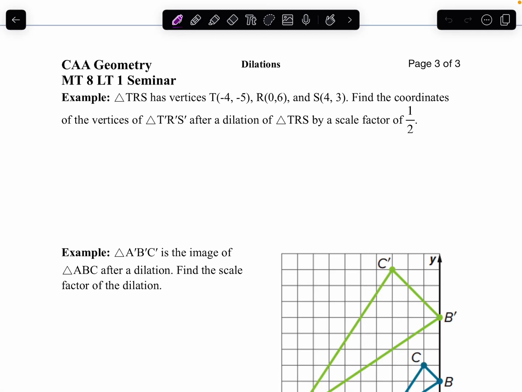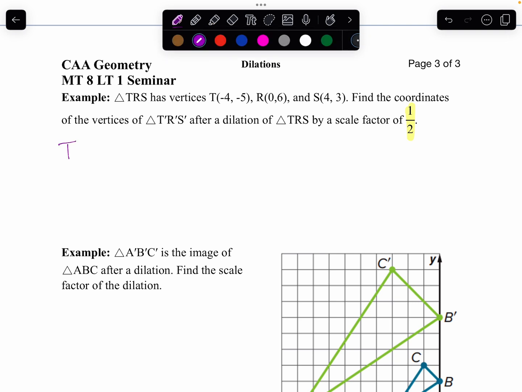Next example, we're going to dilate something by a scale factor of 1/2. So if I take t, which is at, let me make this a little bit thicker. I don't like that being so thin. If I take t, which is at -4 and -5, I'm going to multiply it by 1/2, and that's going to give me t primed. So t primed is going to be at -2 and -5/2.